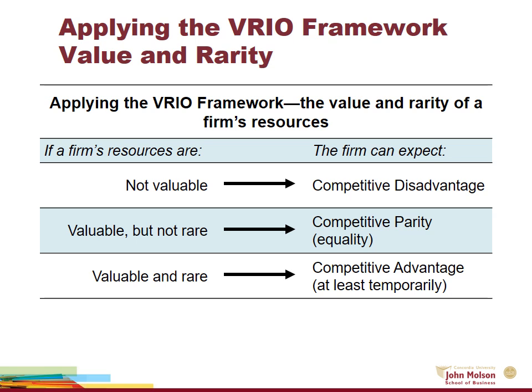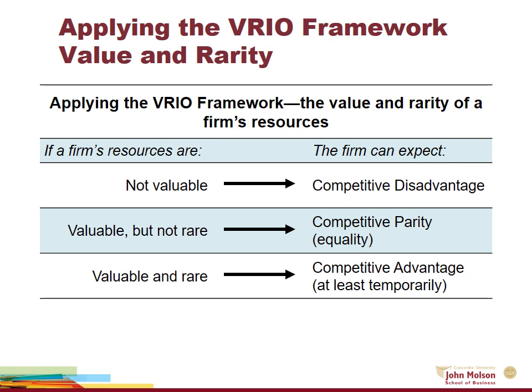So how do we apply the VRIO framework? So the VRIO framework is Barney's framework to assess the internal environment of the organization, to assess the strengths and the weaknesses. So VRIO stands for the four questions: V for value, R for rare, I for imitability, and O for organization. So the first thing we have to do is select one resource, and then we'll assess that resource.